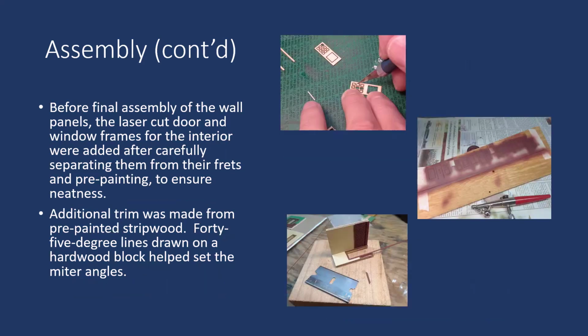Before final assembly of the wall panels, the laser cut door and window frames for the interior were added after carefully separating them from their frets and pre-painting everything to ensure neatness. Additional trim was made from pre-painted stripwood. 45-degree lines drawn on a hardwood block help set the miter angles for the trim.